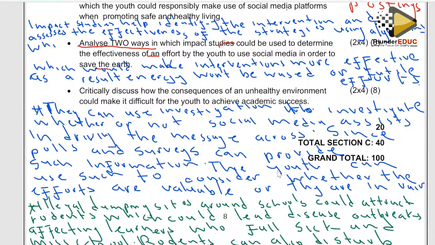Then also, if glass is illegally dumped in a dangerous area, it might injure the learners, such that they might also skip school, losing valuable contact time with teachers, and that would also impact on their academic performance.